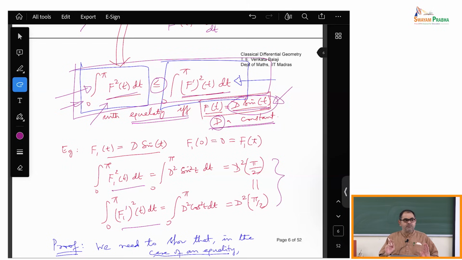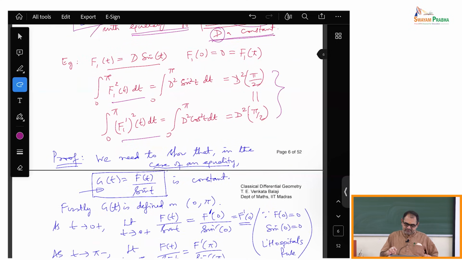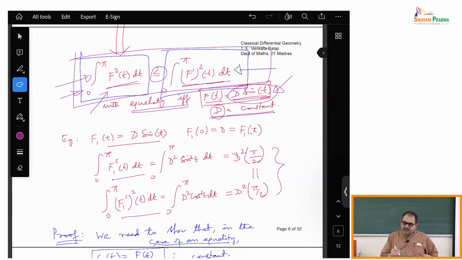So what is important is to look at the extreme case, and the extreme case is the case when f is equal to d sine t, but that is when you get equality. That's what the result says.